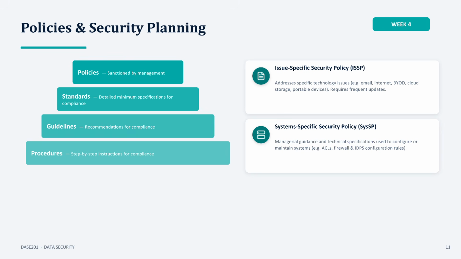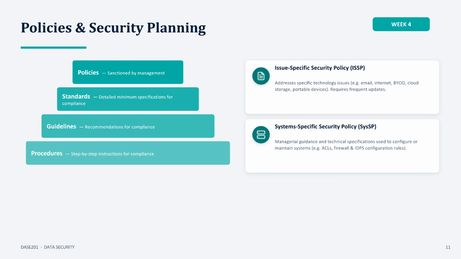We also learned about 2 types of security policies. First is an issue-specific security policy or ISSP. It focuses on a particular technology or issue. For example, it could cover email use, internet use, or bring your own device, also called BYOD.